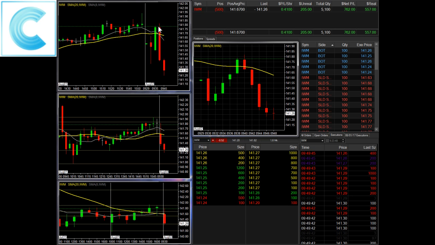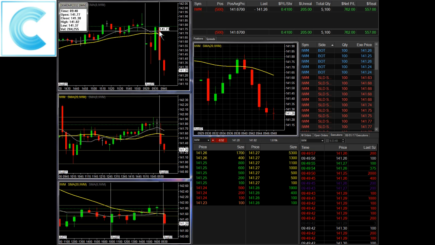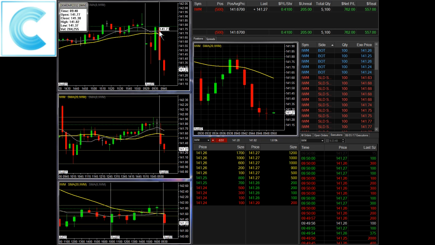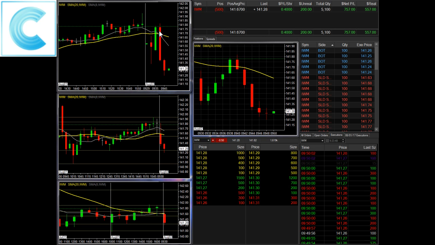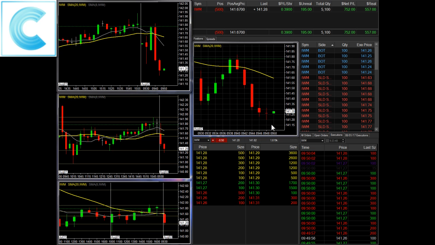So trend traders would have entered at the prior day's closing price with a stop at the high of the day, just above the high of the day. That would have been roughly around the 86s, maybe 87s, and would have been riding this to the downside.